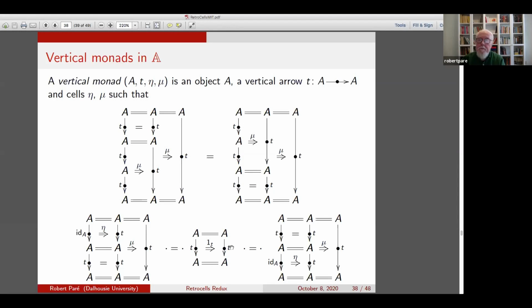So let's see. I'm running short on time here, so everybody knows what a monad is. It's an object. So this is a vertical monad. Maybe you've not seen what the associativity and the unit laws look like if you write them out in terms of double categories, but there they are.